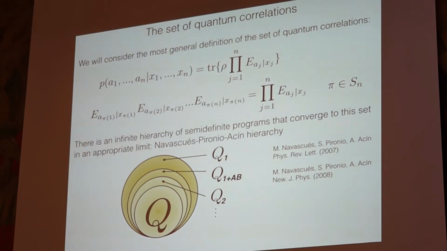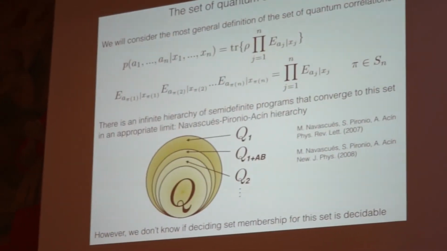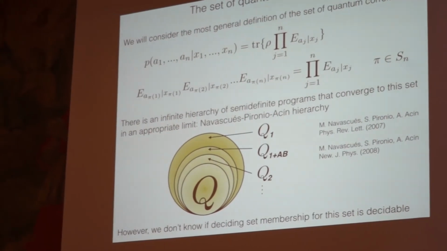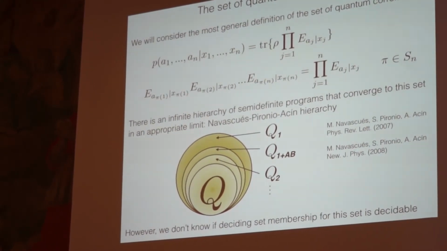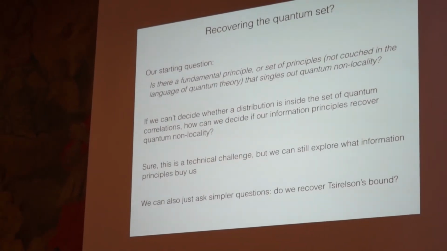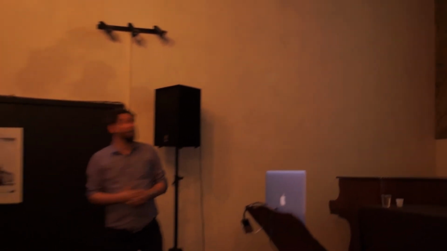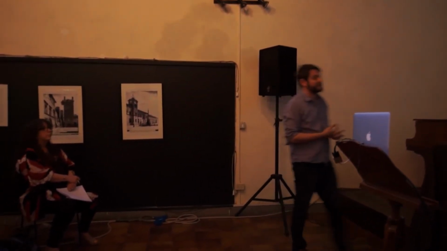So the whole point here is that for each level in this hierarchy, there is an efficient test for whether your correlations are in that set or not. So it's a nice numerical trick. However, for the set Q, defined with respect to these commuting measurements, we don't know if deciding set membership is actually decidable or not. So this is still an open question. So, okay, given that there are definitions of the quantum set, and I've just outlined them, and that's all great, we go back to our original question: is there a fundamental principle or a set of principles, not couched in quantum theory, that singles out quantum non-locality?